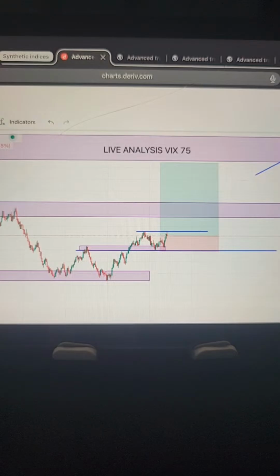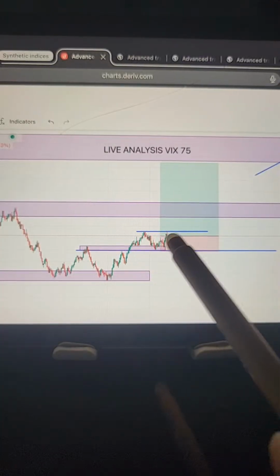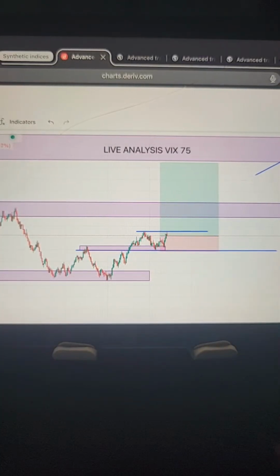So let's go. Volatility 75. Price still struggling to break above this zone. Once price breaks above this zone, guys, I'm telling you that this is gonna fly. This is gonna fly, guys.